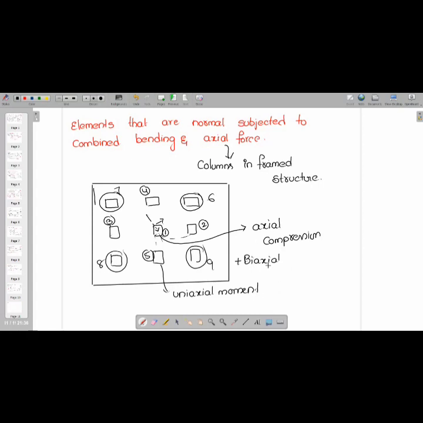So biaxial. You can say biaxial moment. When it is subjected to axial compression and biaxial moment, then it is called as... Fine, sir.